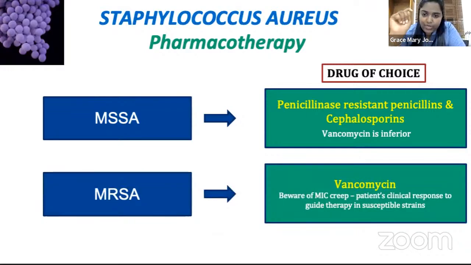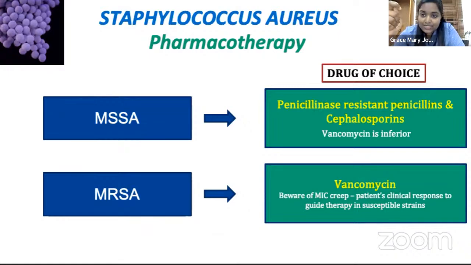But again, one major thing that I want to stress, that everybody who's listening to me should take note of, is something called the MIC creep. Over the years, there has been a shift in the MIC. That means more organisms are becoming more resistant. Like I've told you in one of the previous slides, an MIC of less than 2 is supposed to be sensitive to vancomycin.